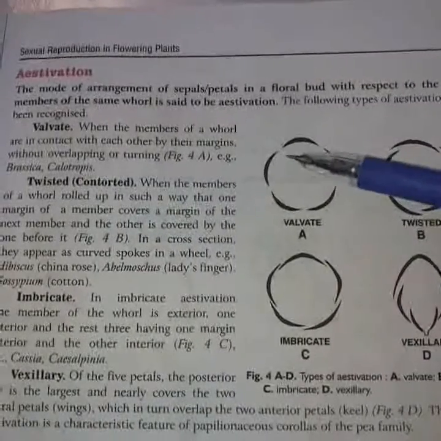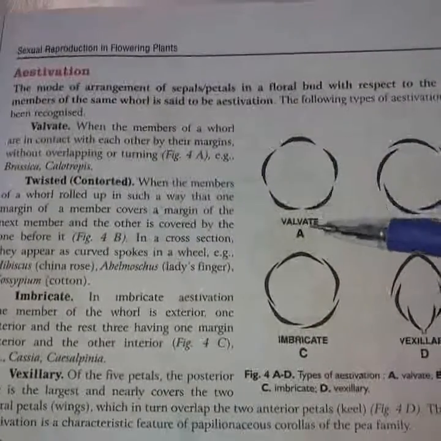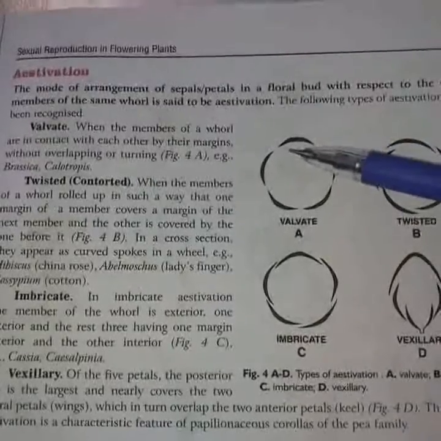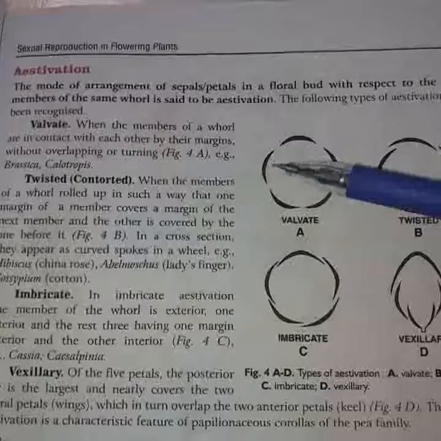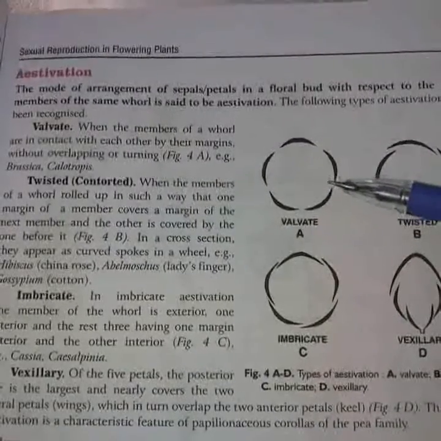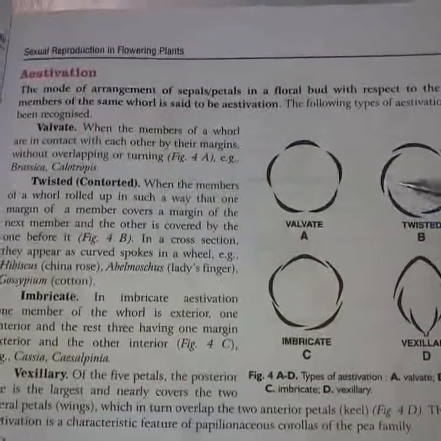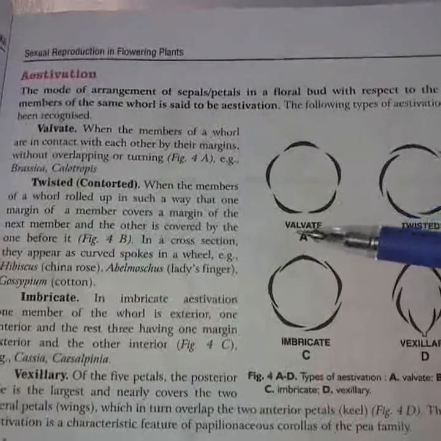Here we show gaps are present and their margins are in contact with a gap between them. This position is called valvate.